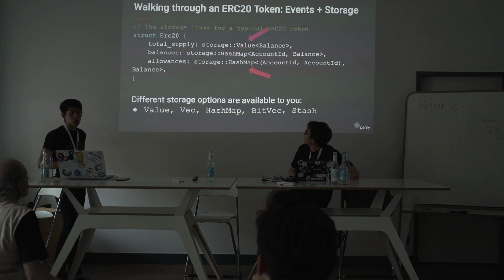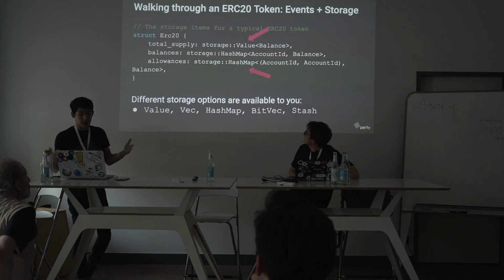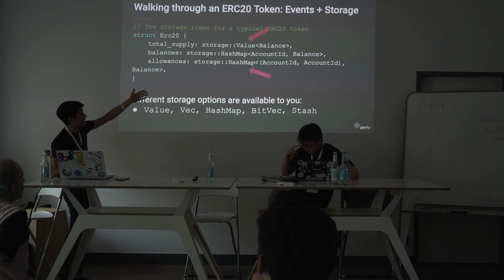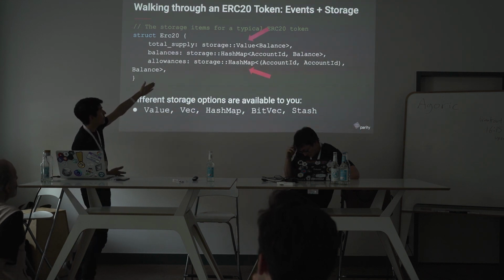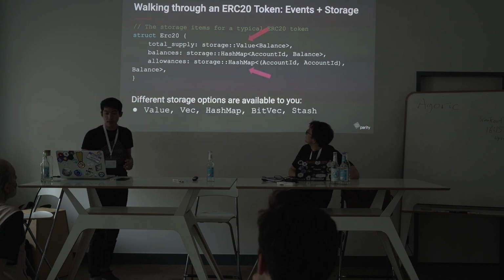Then of course you can create storage items. So you can see here we have things like values and hash maps, but you also have things like vectors and other things you can use. And again, you can use those types and define, for example, a hash map from an account ID to a balance. That is what balance is. You're very familiar with this if you're familiar with Solidity.